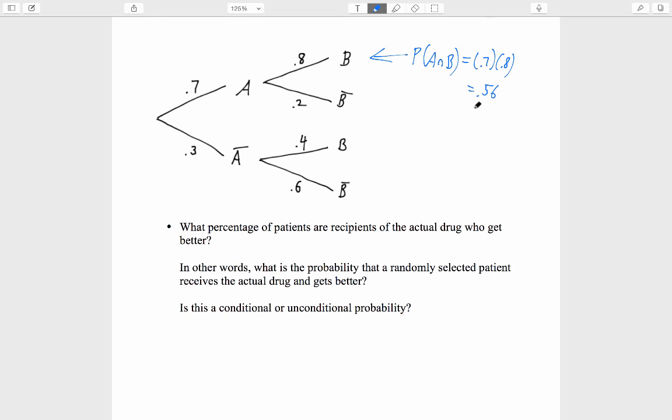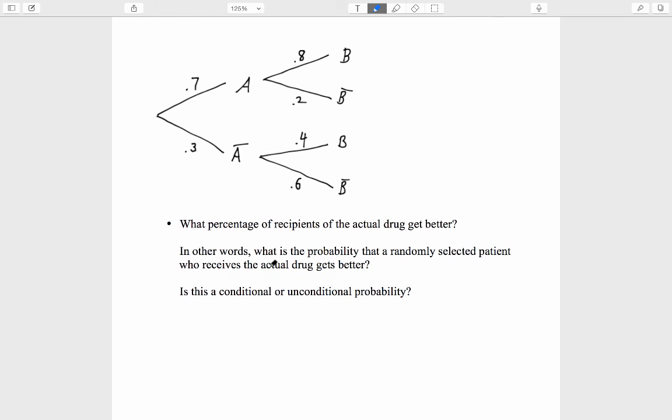This is the probability that a randomly selected patient, randomly selected from the entire patient population, does receive the actual drug and does get better. Is this a conditional or an unconditional probability? It is an unconditional probability. It is the probability of an event in which we draw from the entire sample space, not just some subset of it.